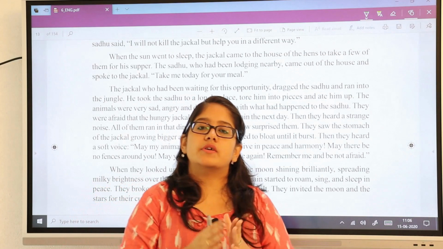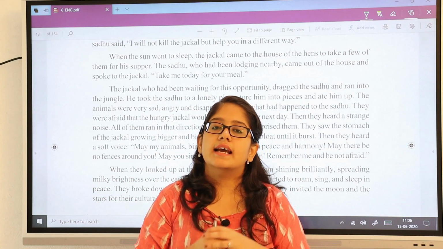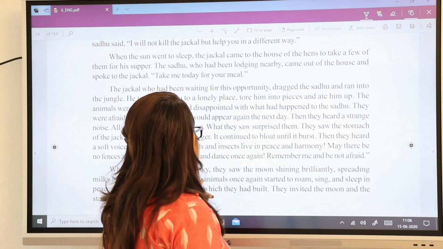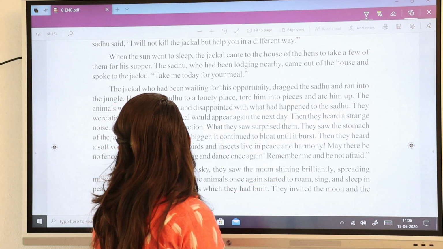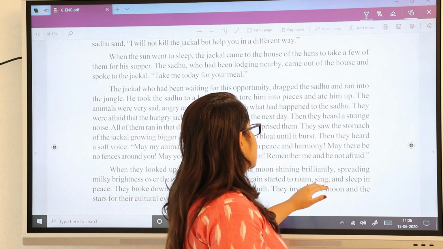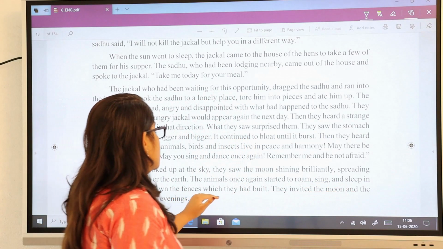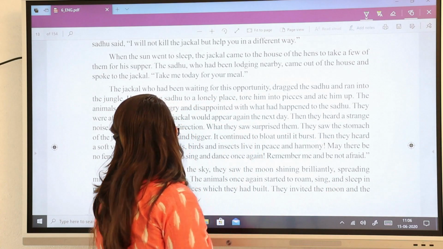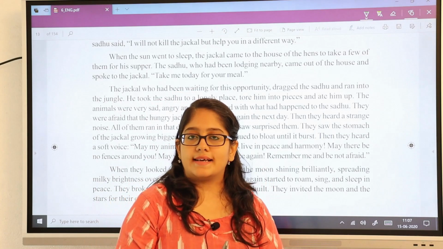So basically this was a sacrifice of Sadhu to bring back the unity and peace in the forest. When they looked up at the sky, they saw the moon shining brilliantly, spreading milky brightness over the earth. The animals once again started to roam, sing, and sleep in peace. They broke down the fences which they had built. They invited the moon and stars for their cultural evenings. So once again, the peace in the forest was back.